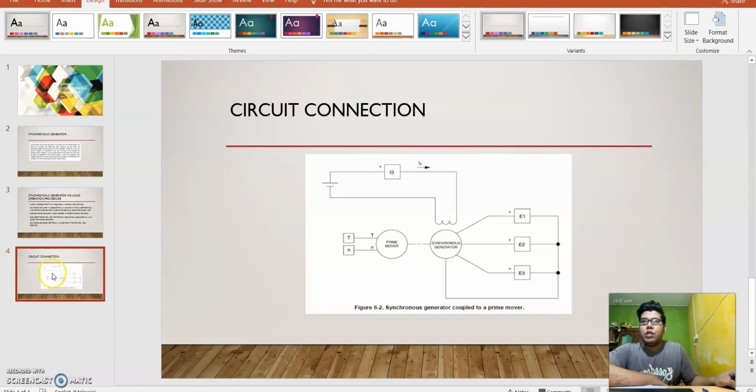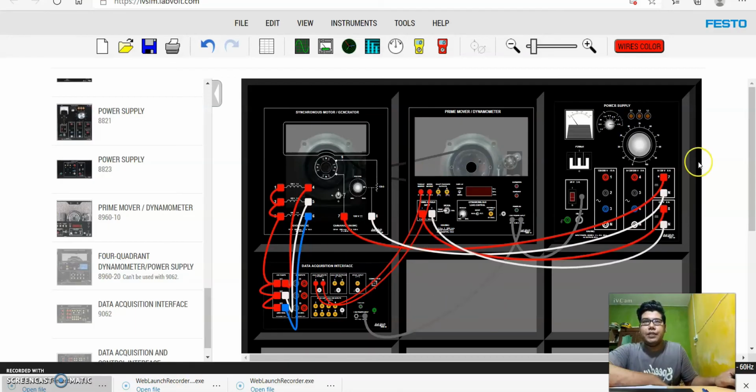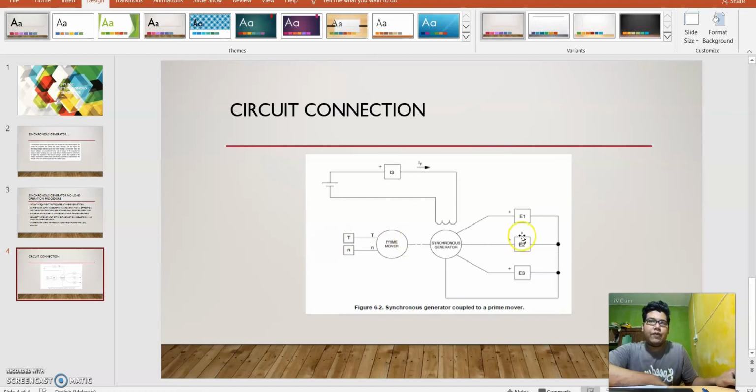So actually we construct this circuit connection based on the connection given to us. This is the circuit connection.